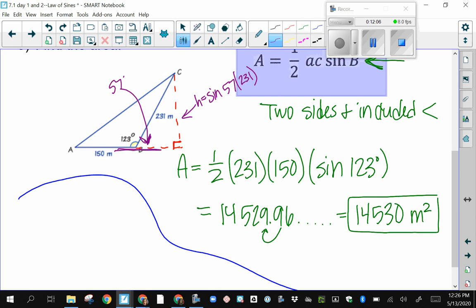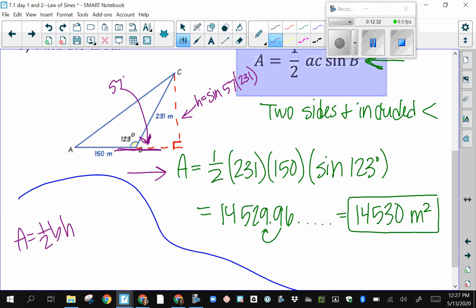Now I'll tell you, if you do that and you don't round it, and then you go back and use 1/2 base times height, you actually get the same answer. And that's because this formula is doing all of that for you in a very roundabout way, okay? So either way works, okay? But I do think that the sine formula that we just went over is a little bit quicker when you're given the two sides and the included angle.